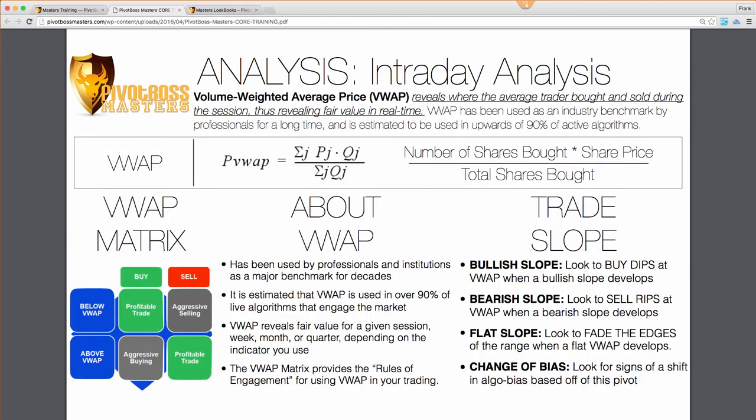So volume weighted average price, or VWAP, reveals where the average trader bought and sold during the session, thus revealing fair value in real time. VWAP has been used as an industry benchmark for professionals, by professionals for a long time, and is estimated to be used in upwards of 90% of active algorithms. And so this is what I mentioned before.